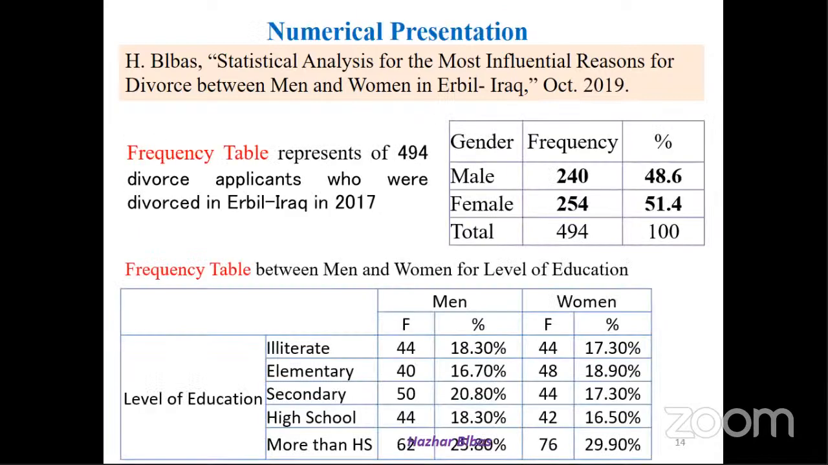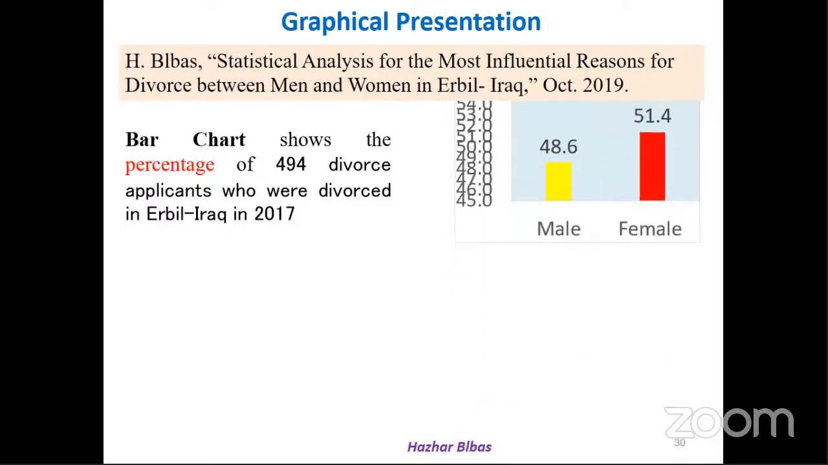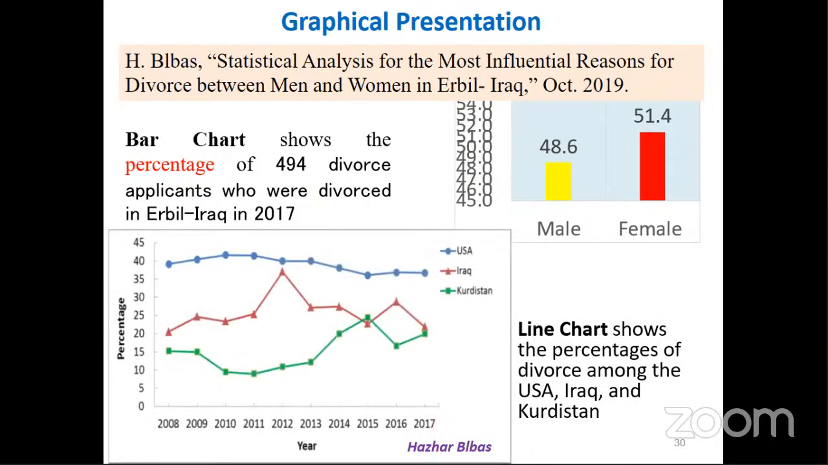If you transfer this frequency table to a chart, okay, we know this is qualitative, because male and female is qualitative. That's why I have to create the bar chart. This bar chart is going to tell me exactly what we have in the frequency table. Line chart. If you have a series of years from 2008 till 2017, and the percentage on the y axis, I'm going to draw the line chart.